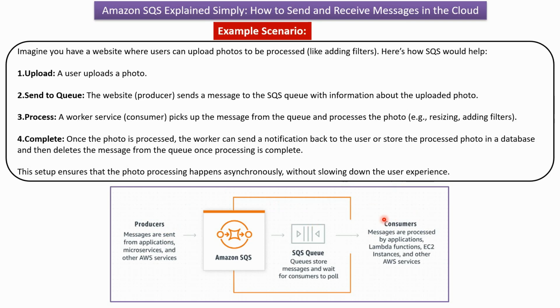Step 4 is, once the photo is processed, the worker can send a notification back to the user or store the processed photo in the database, and then delete the message from the SQS queue once processing is complete. This setup ensures that the photo processing happens asynchronously without slowing down the user experience.